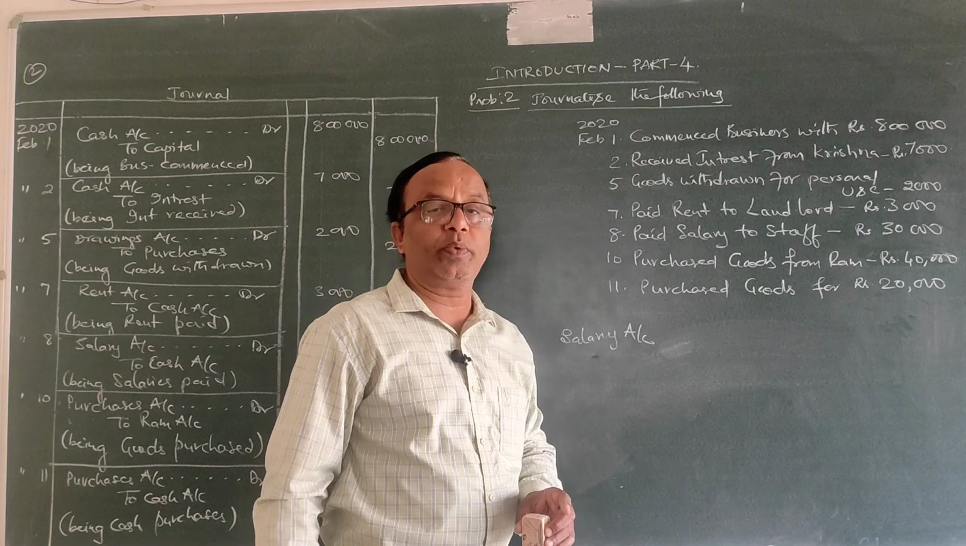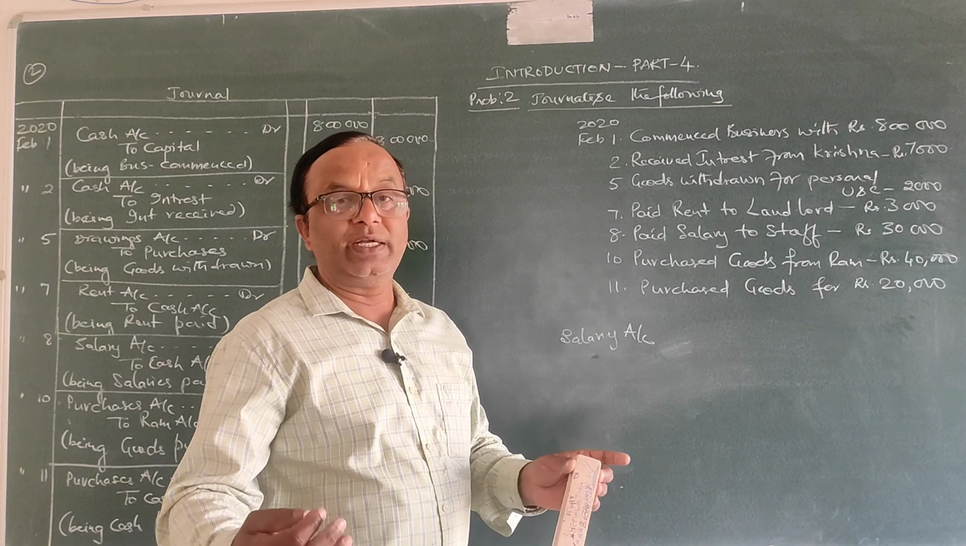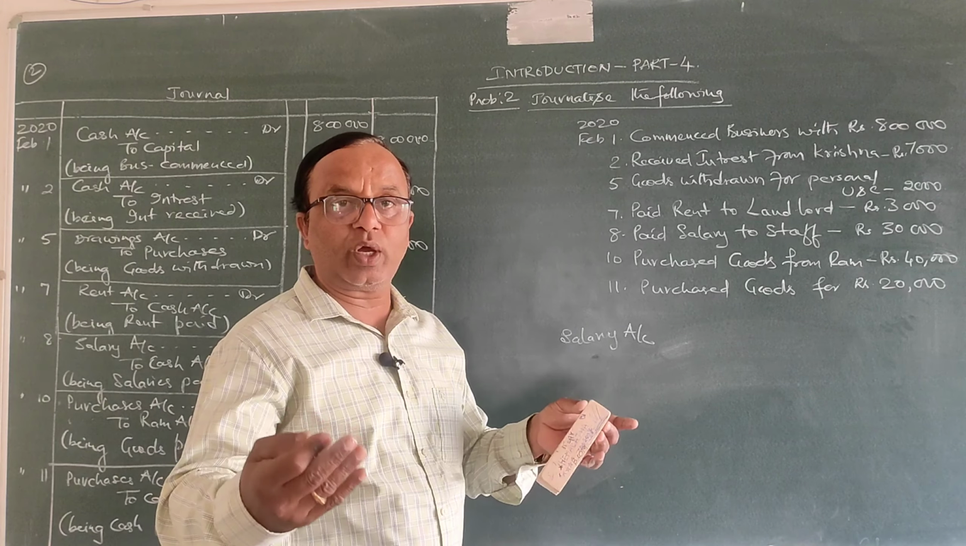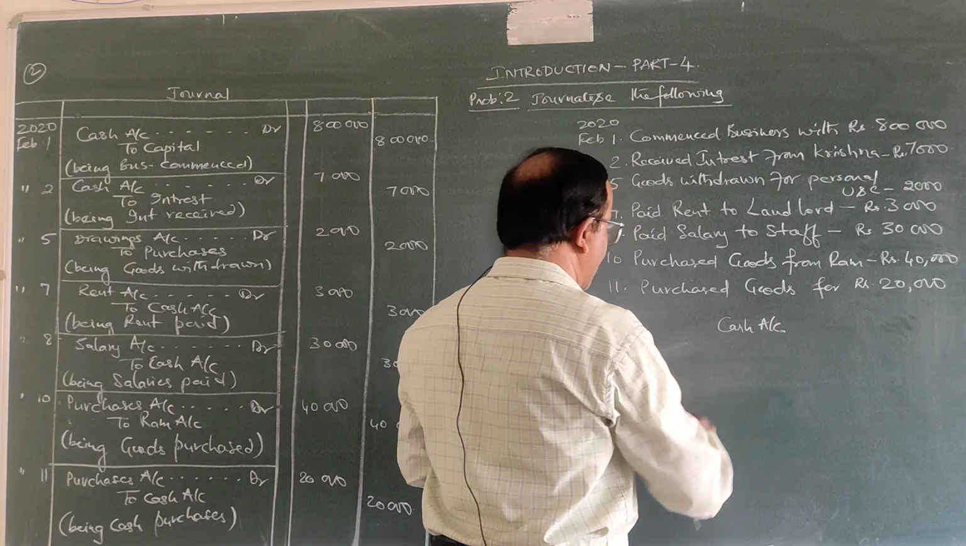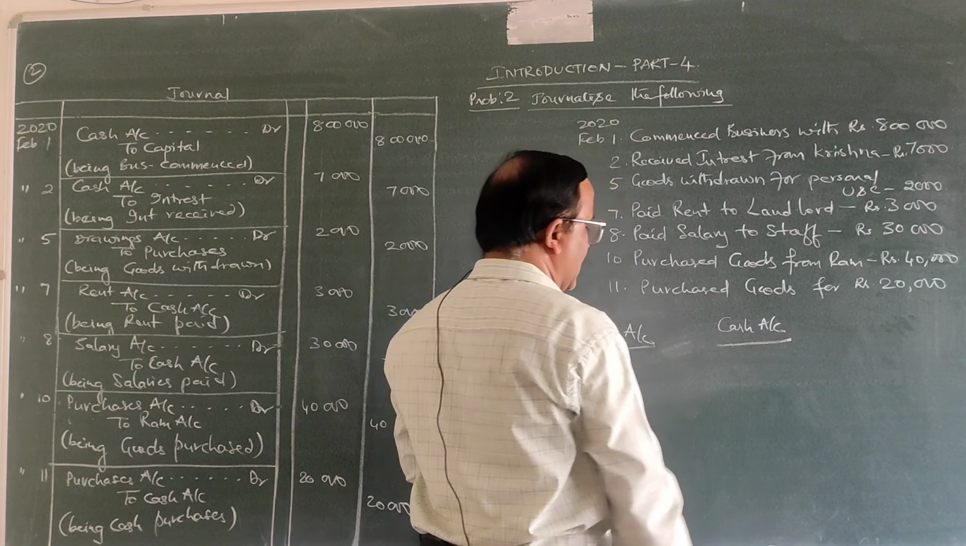Then salary, how have you paid? Salary, how will you pay? In terms of cash only you will pay. So cash is going out of the concern. So the other account affected here is the cash account. So these are the two accounts affected. One is the salary account and the other one is the cash account.